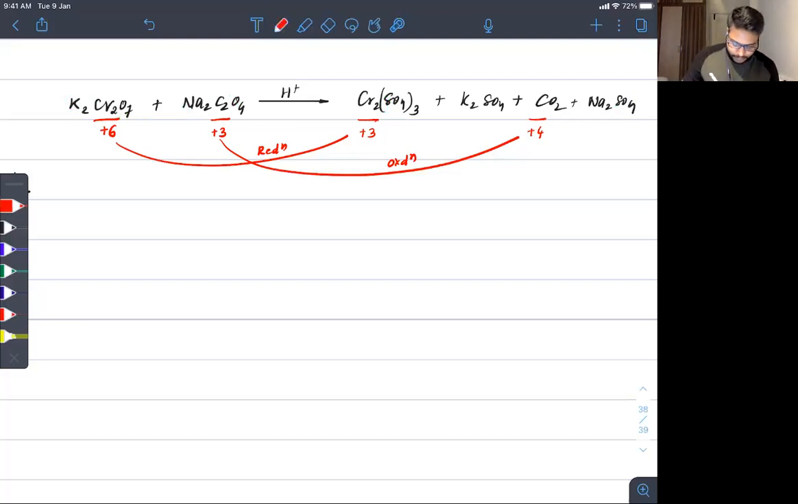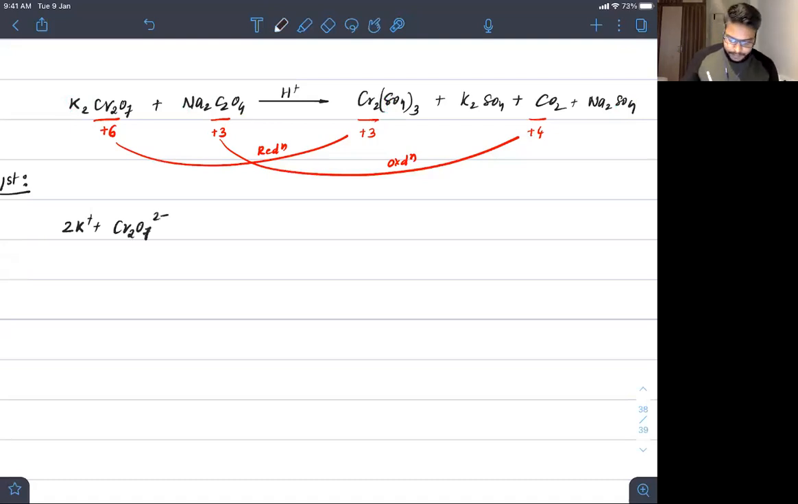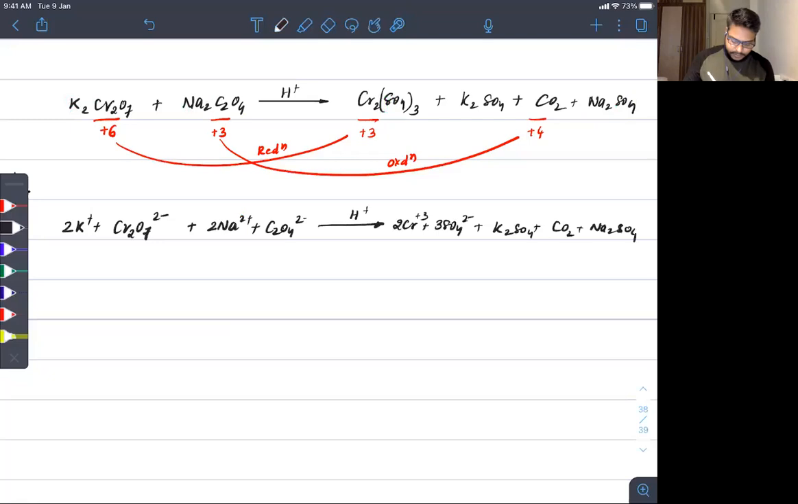So if you write them in ionic form, the ionic form is this: 2K plus Cr2O7 2 minus. This is the way to write. Plus 2Na plus C2O4 2 minus, and that in the presence of H plus is giving 2Cr plus 3 SO4 2 minus plus K2SO4 plus CO2 plus Na2SO4. Right? Now we can see that this is the part which is going to get reduction. This is the part which is going to get oxidation, the reduced part and the oxidized part.